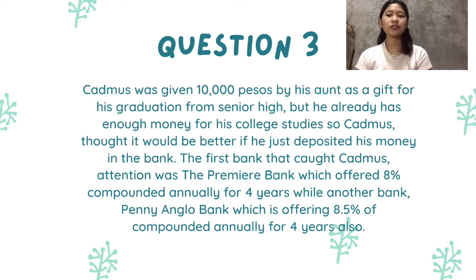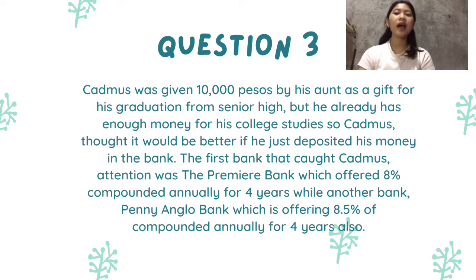Cadmus was given 10,000 pesos by his aunt as a gift for his graduation from senior high. But he already has enough money for his college studies, so Cadmus thought it would be better if he just deposited his money in the bank. The first bank that caught Cadmus' attention was the Premier Bank, which offered 8% compounded annually for 4 years, while another bank, Penny Anglo Bank, is offering 8.5% compounded annually for 4 years also. Which bank should Cadmus deposit his money?